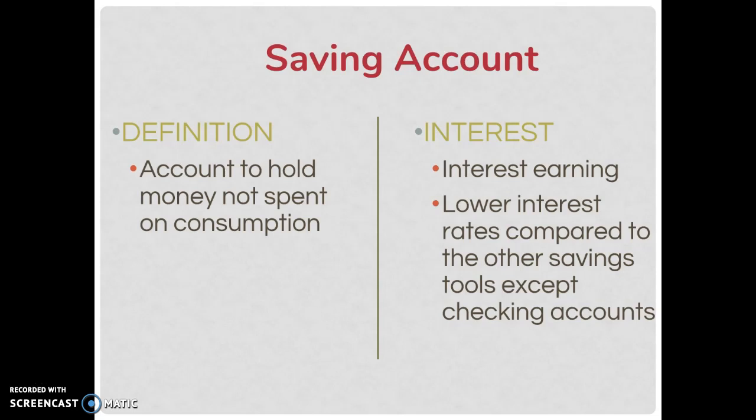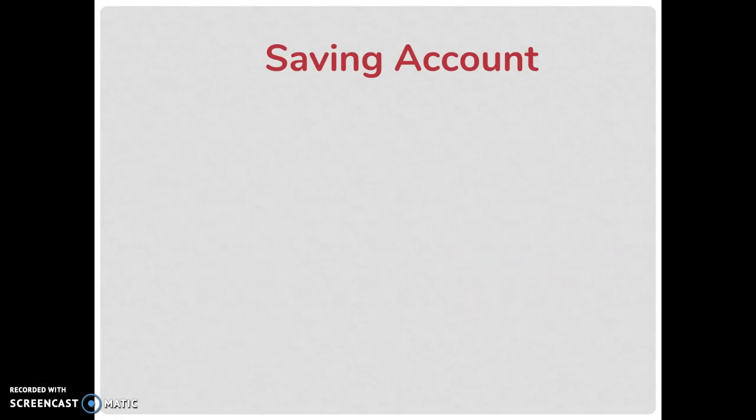Savings accounts, like I said, are a little bit less liquid, so you have to do a little bit more to get your money out, but they're going to earn interest, and that's the big perk with a savings account. Sometimes you'll earn compound interest, sometimes you'll earn simple interest. It just depends on the bank and the account type that you have.